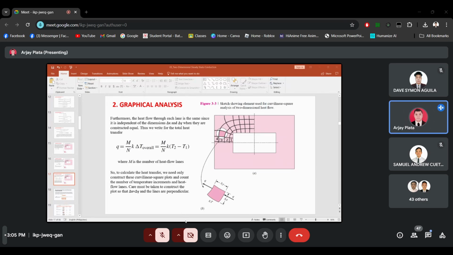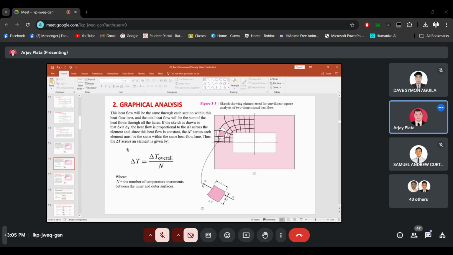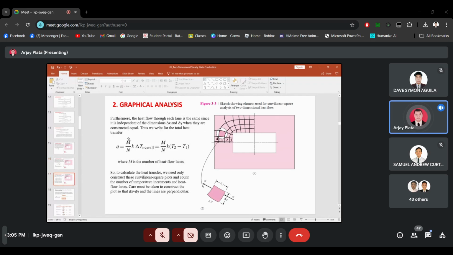That's how it works. N is the number of temperature increments and M is the number of heat flow lanes. So it is 8: 1, 2, 3, 4, 5, 6, 7, 8 lines. So delta x is equivalent to delta y. If you have the values of M and N, we can solve the heat transfer using the graphical solution.